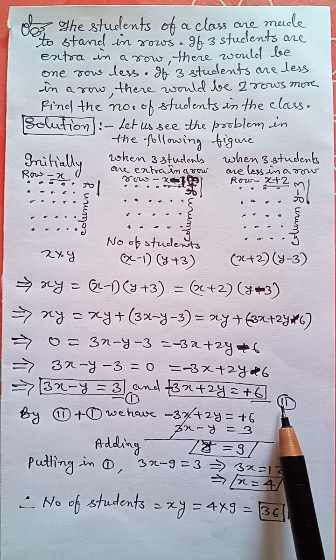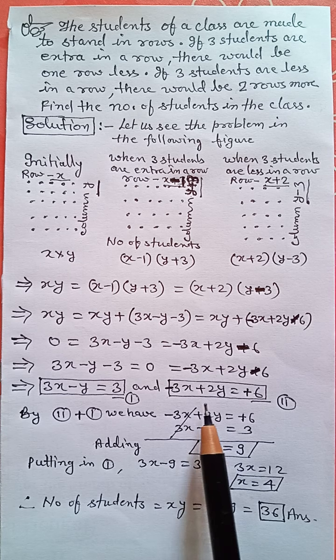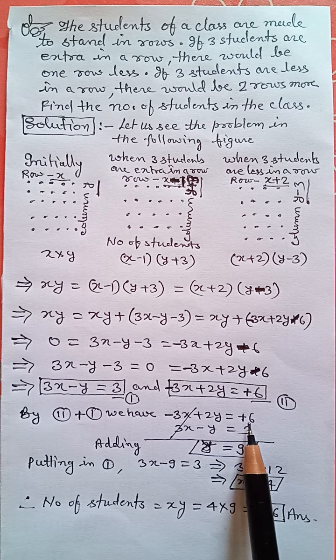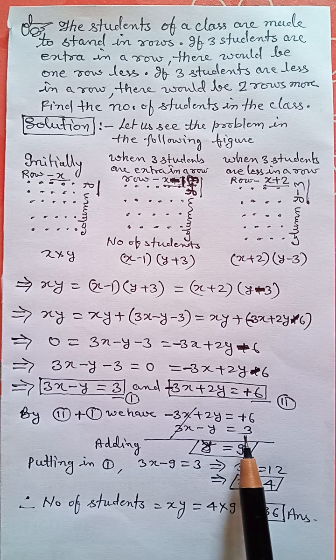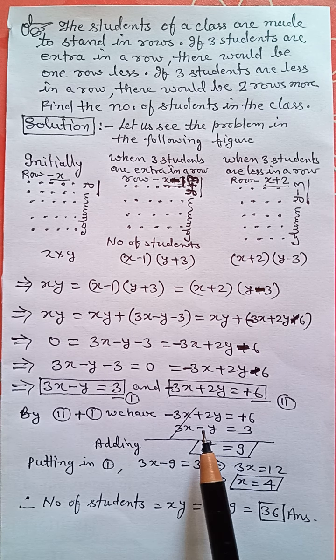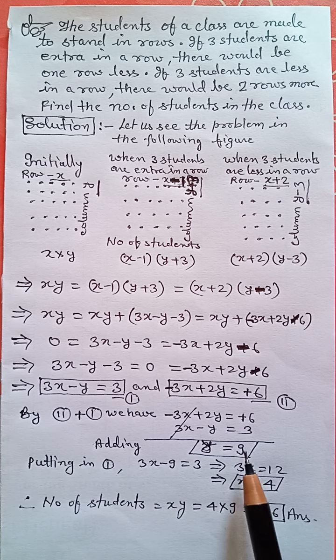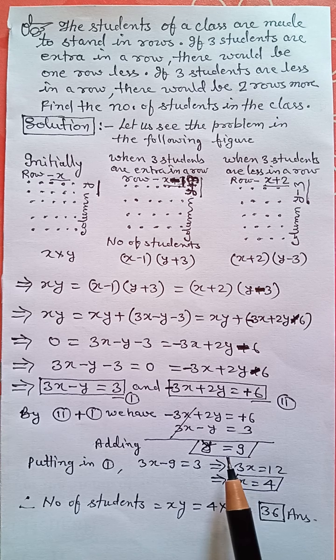Now adding both the equations 1 and 2, we have the second equation, minus 3x plus 2y is equal to 6, and this is 3x minus y is equal to 3. Adding this, minus 3x and 3x get cancelled. This is 2y minus y, that is y. And 6 plus 3, that is 9. Hence we get y is equal to 9.